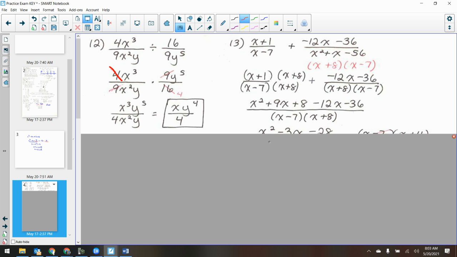The 4 reduces down to a 4 here. The 9s completely cancel out. And then honestly, I would do this as well. X to the third over x to the second would be just x to the first. And then y over y to the fifth would just be y to the fourth on top. So that gets me an x to the first, y to the fourth, all over just a 4, it looks like, in the very end. Cross cancel. Remember cross canceling? When you're multiplying and dividing, you can cross cancel pretty easily.